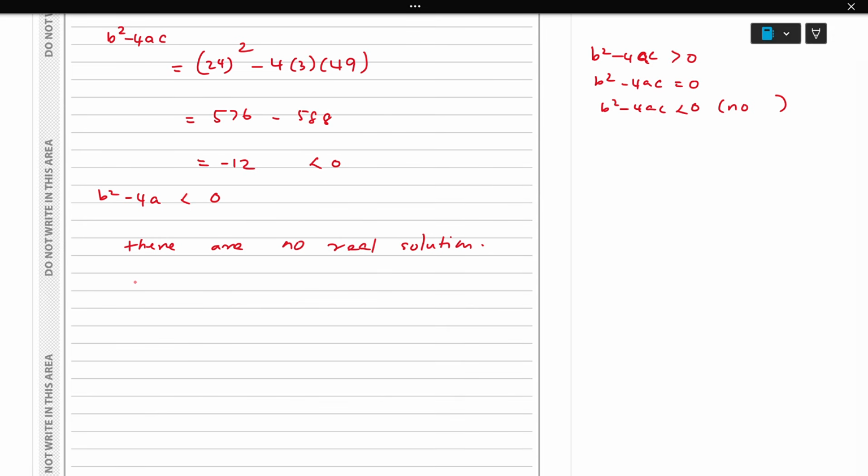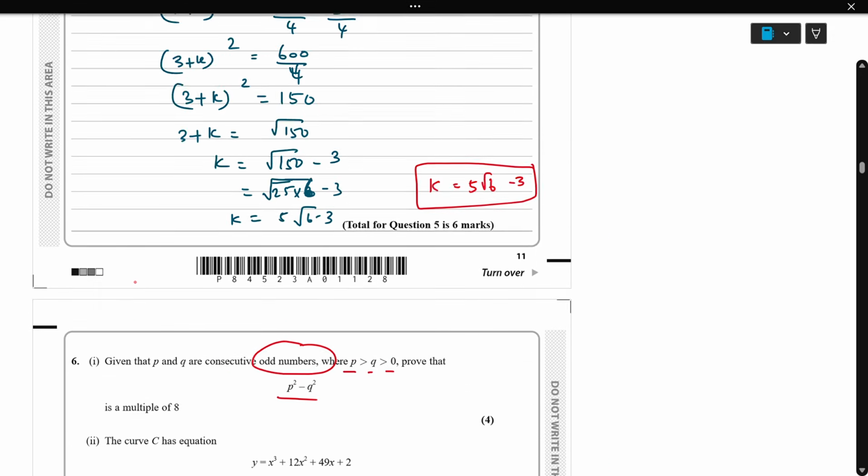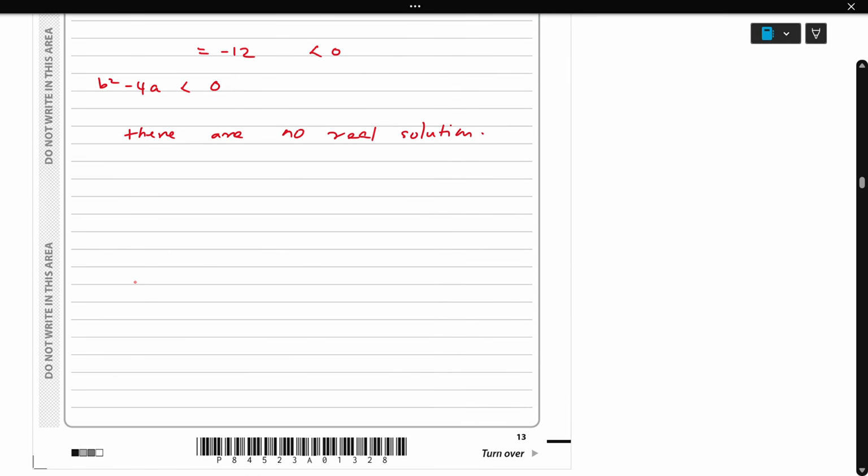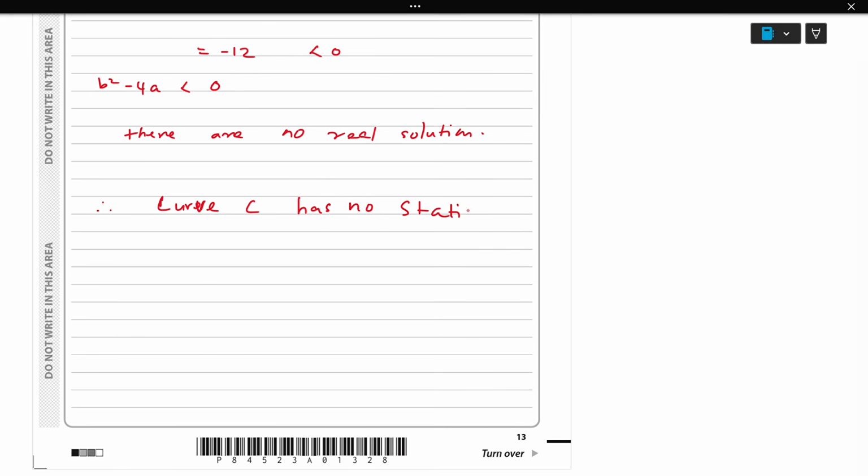So therefore curve C has no stationary point. That's it.